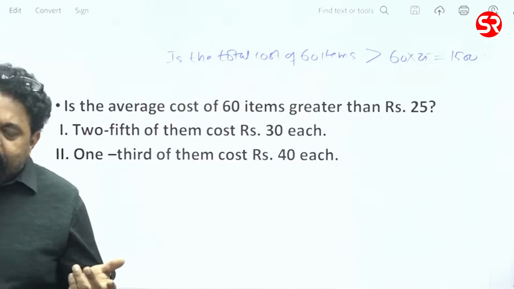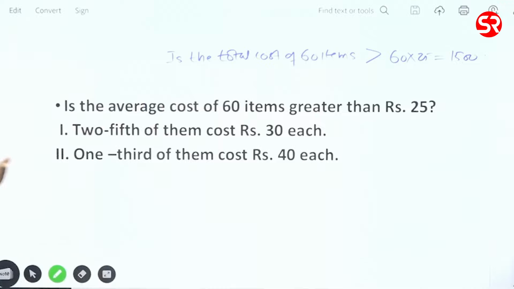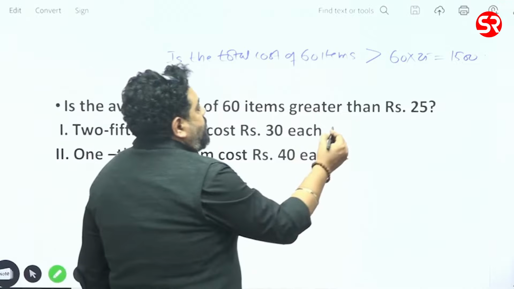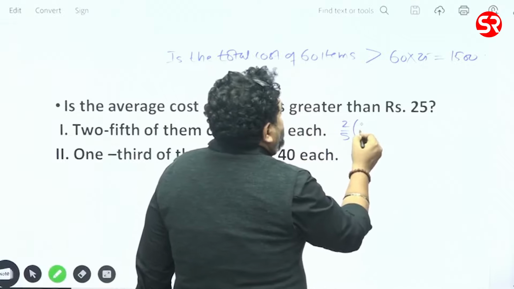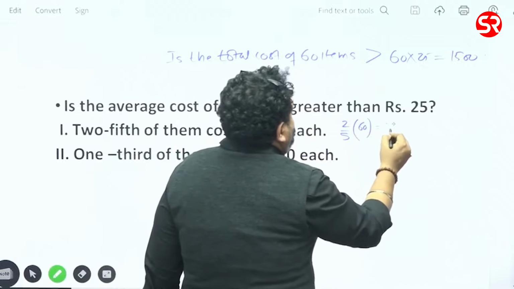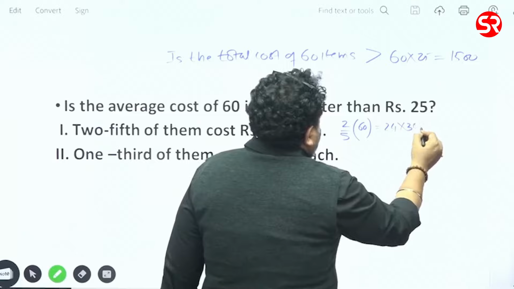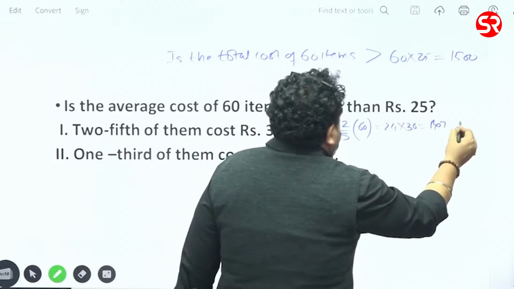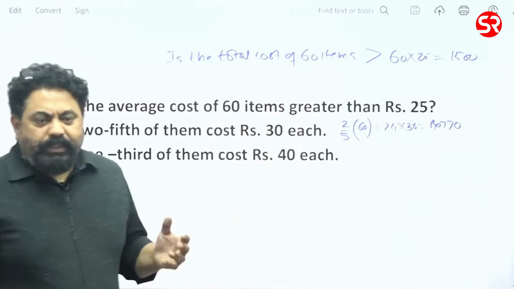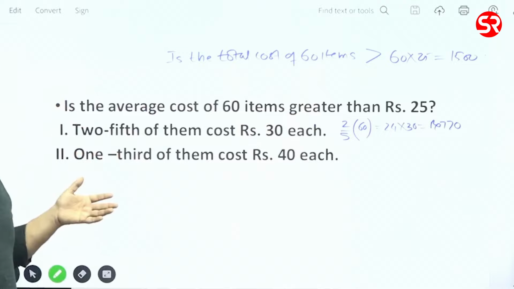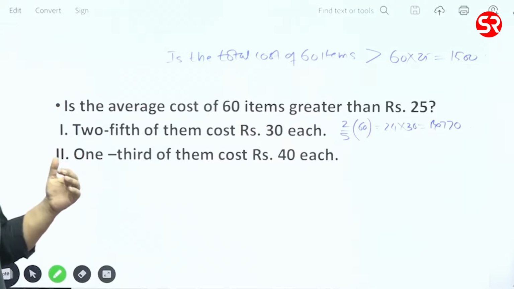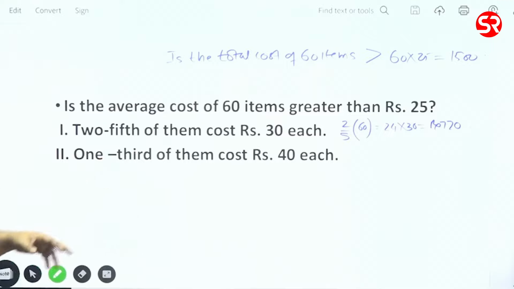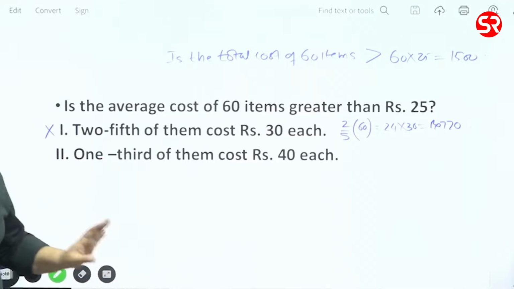That's the question, right? First statement, 2/5 of them cost 30 each. So 2/5 of 60 comes out to be how much? 24 cost 30 each, which is rupees 720. So there is rupees 720 for 2/5 of them, right? But then you don't know about the remaining 60 minus 24, 36 items. So the first cannot give you the answer. This is the way I would do it always.